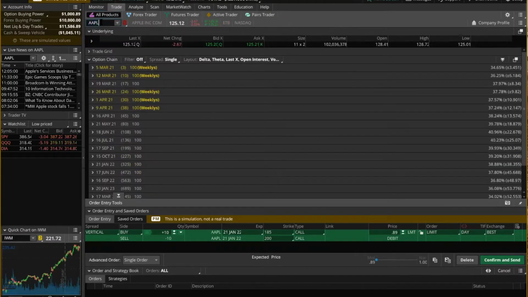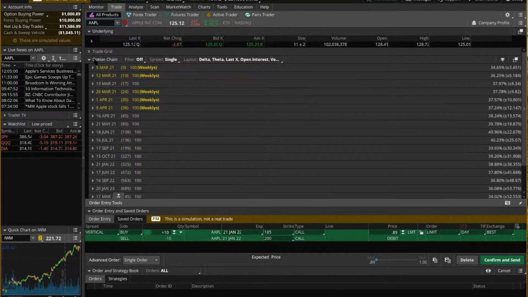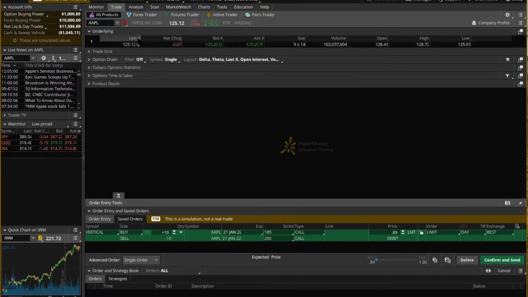If you don't know the ticker, you could just type in Apple and it'll show up, and you just click it. So here we have last X, which is 125.12. So this is just saying that the last price it's trading at was $125.12 per share. The net change is just the net change from when it opened and when it closed.